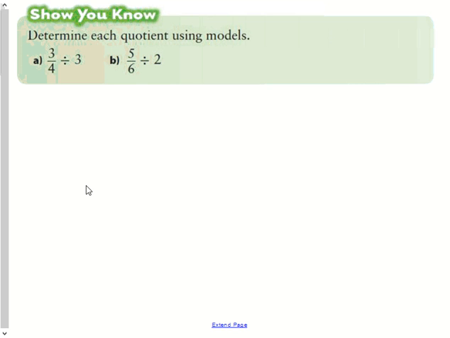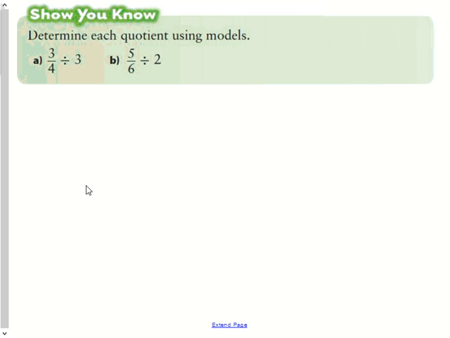Okay, this is section 6.2 in MathLinks 8. We are learning how to divide fractions this time by whole numbers. In the first section, 6.1, you learned how to multiply a fraction by a whole number, and in 6.2, you're going to learn how to divide a fraction by a whole number.